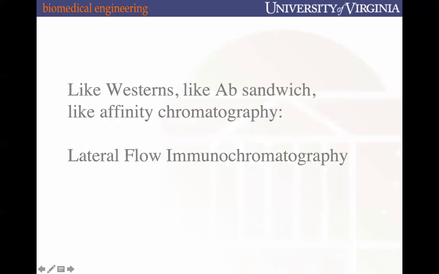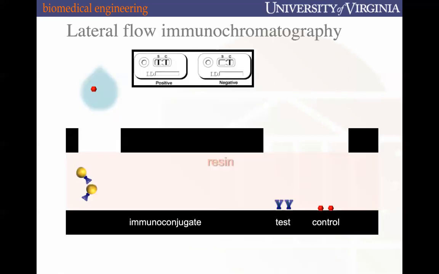Like Westerns, the sandwich ELISA, and affinity chromatography from your pre-lecture, lateral flow immunochromatography is pretty similar to a lot of these. This takes it back to the tests for a pregnancy test, an anthrax test, or the rapid COVID antigen test. Typically in lateral flow chromatography, you have some sort of biosample that you add into the sample port. Fairly quickly, the sample port introduces the sample into a resin, which you can think of like the polyacrylamide gel for a Western blot.